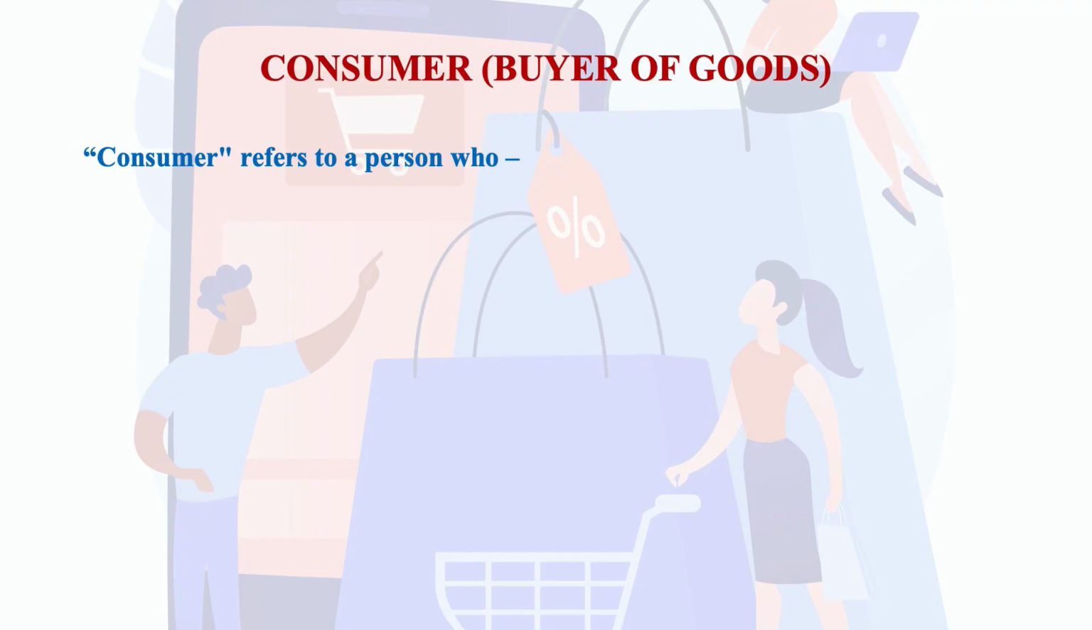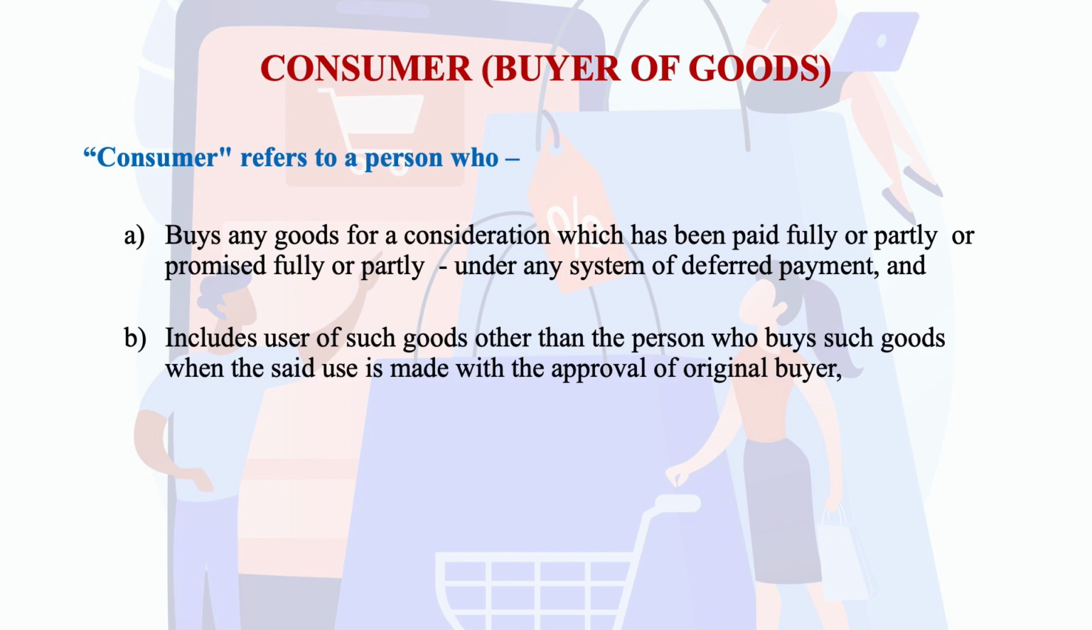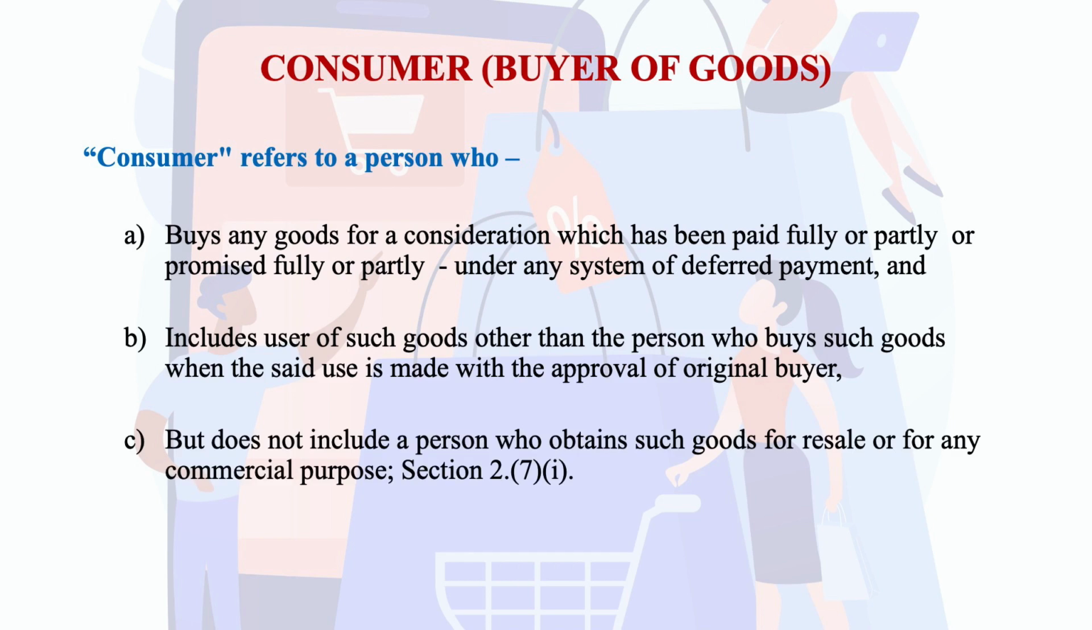Who are those? Again, it is defined under the Consumer Protection Act 2019. Consumer refers to a person. Again, it's a natural person, and person includes all those 7 categories, who buys the goods for consideration, which has been paid or fully paid or partly paid, or promised, fully payable or partly payable under any system of deferred payment. It includes users of such goods other than the person who buys them. Purchase does not include a person who obtains such goods for resale or any commercial purpose.